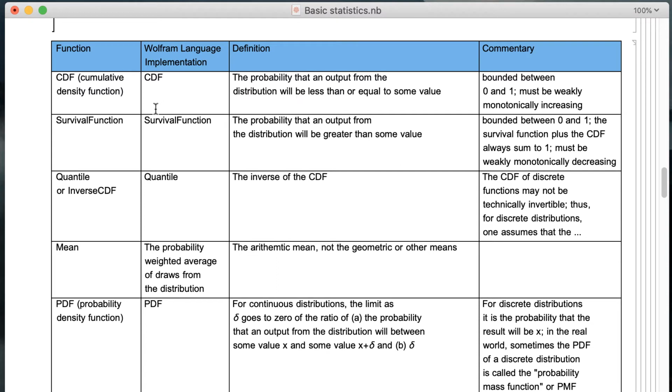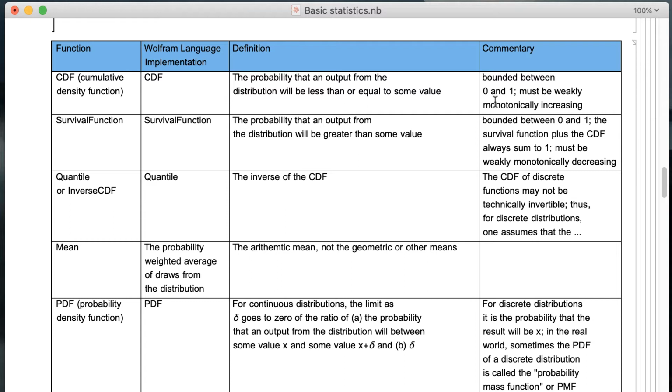CDF has its sort of reverse, which is called a survival function, which is the probability that an output from the distribution will be greater than some value. And let's look at two properties for the moments of CDFs. One is that it has to be between 0 and 1 inclusive.